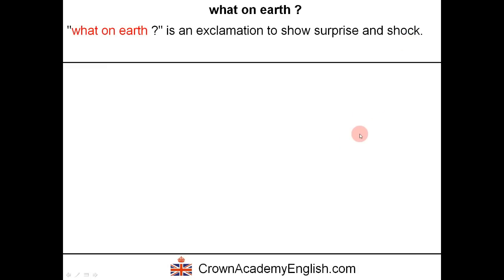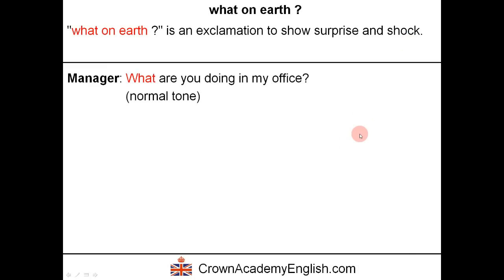So let me give you two examples. The manager asks, "What are you doing in my office?" So this is a normal question. This is the normal tone. This is a normal question with the word what. What are you doing in my office? Okay, so that's normal. But we'll now ask the same question using what on earth.